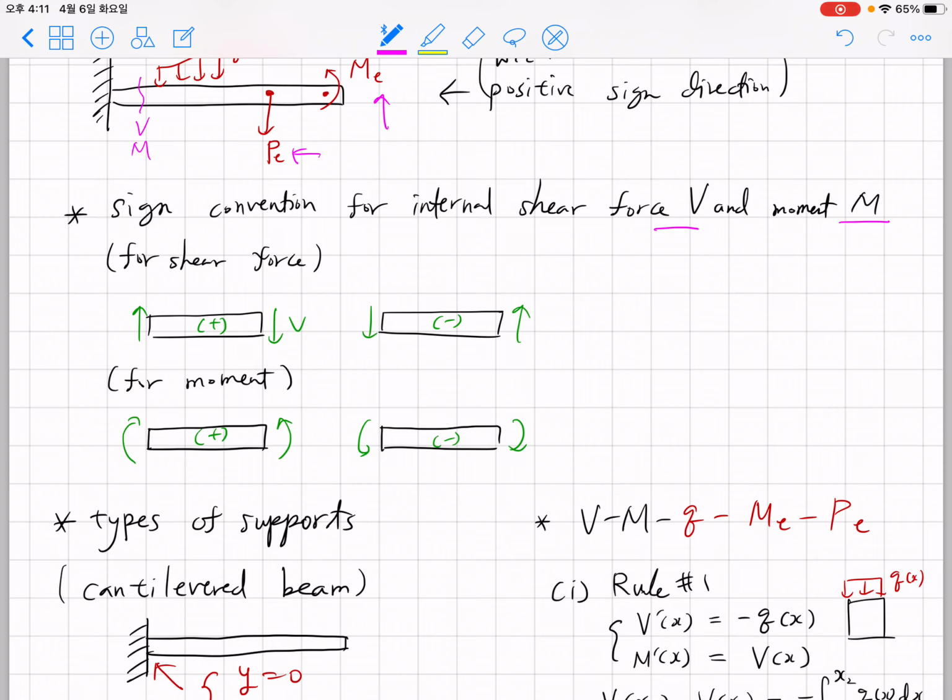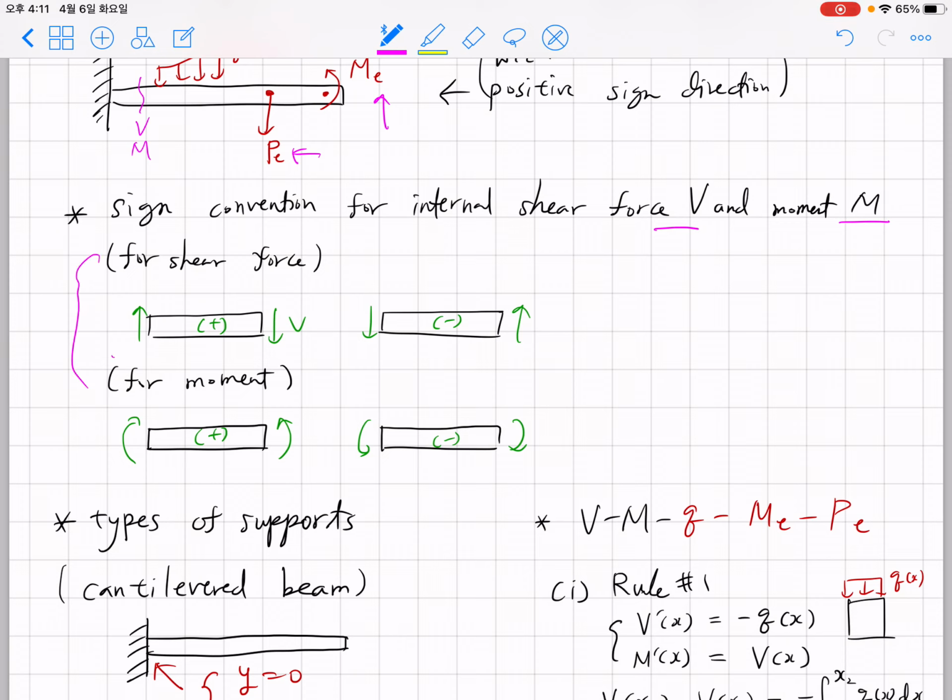We have to investigate which point has the largest V, which point has the largest M, and out of V and M we can obtain the normal stress and shear stress, and out of that, by comparing with material property, which is shear strength and tensile strength, we have to determine whether the structure is reliable or not. And that's why we need shear force and moment as a function of position. Okay, and when we write down these properties as a function of position, we have to have a consistent sign convention.